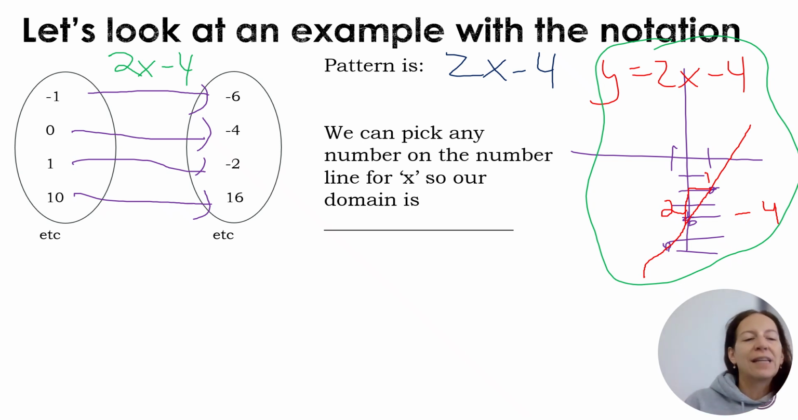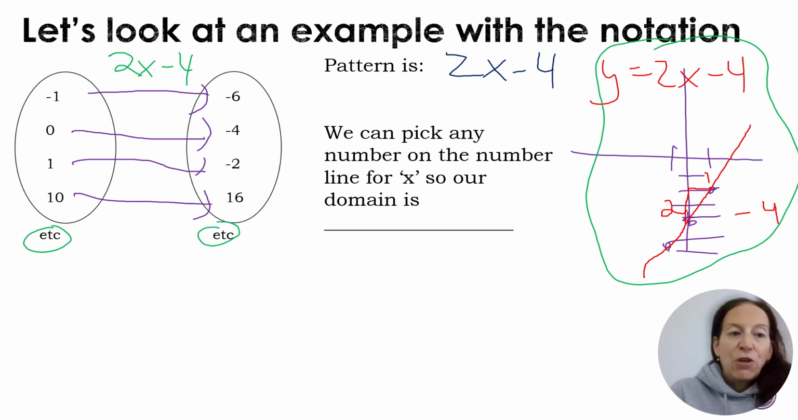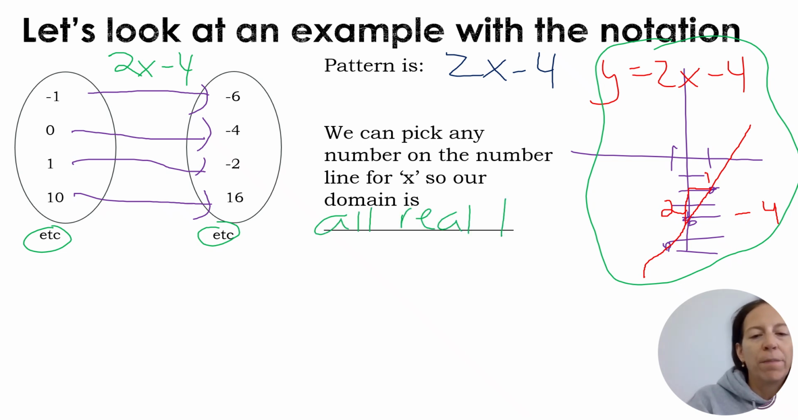Now, what this means is, I want you to notice the etc. Essentially, what I'm saying there is pick anything you want. Okay, so I just went -1, 0, 1, 10, but what about 15? What about 1/2? Like, we could keep going on. We can pick any number on the number line for x, so our domain is all real numbers.